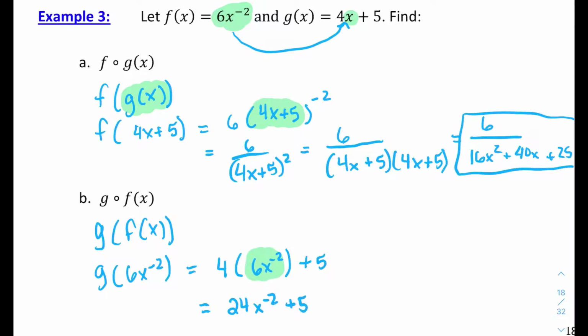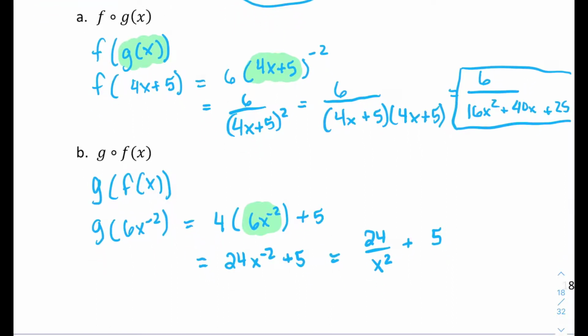And then I don't want to leave negative exponents in it, so I'll go ahead and make it 24 over x squared plus 5. Remember, only the x is being raised to the negative second, not the 24. I could get a common denominator and write this as a single fraction, so I could multiply times x squared over x squared and then get 24 plus 5x squared all over x squared if I wanted to. So either one of those is acceptable.